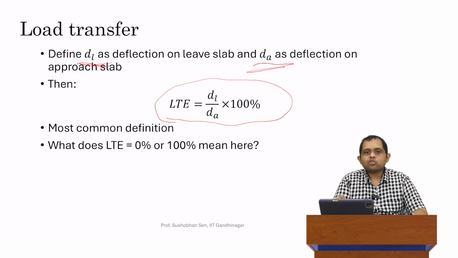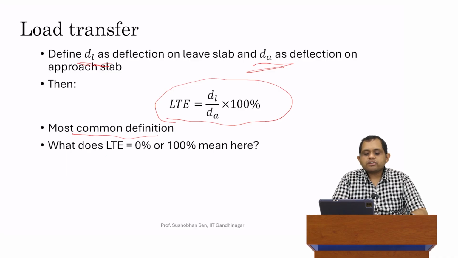So LTE is always shown in the form of a percentage. It is dL over dA times 100%. So again, dL is the deflection on the leaf slab side, and dA is the deflection on the approach slab side. Now, this is one of three possible definitions of LTE. I'll show you other definitions in coming slides, but this is actually the most common definition as well, which is why I've brought it up first.